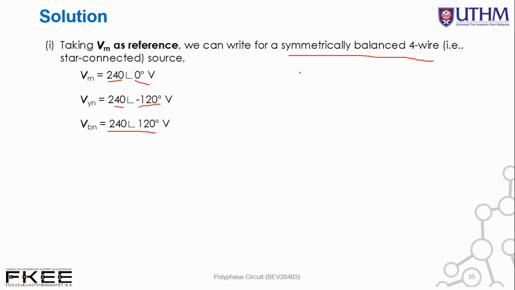And then the third one is 240 at 120. Again, for example, this is VRN, and we have minus 120 degrees, which is VYN. And then this one is VBN.